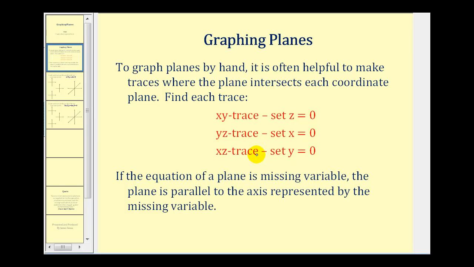Now, if an equation of a plane is missing a variable, the plane will be parallel to the axis represented by the missing variable. Let's go and take a look at a couple of examples.